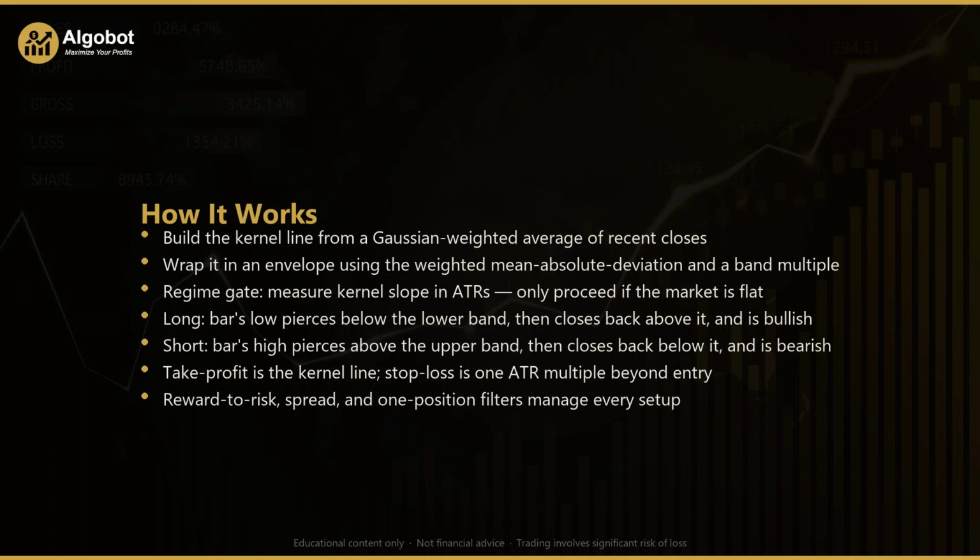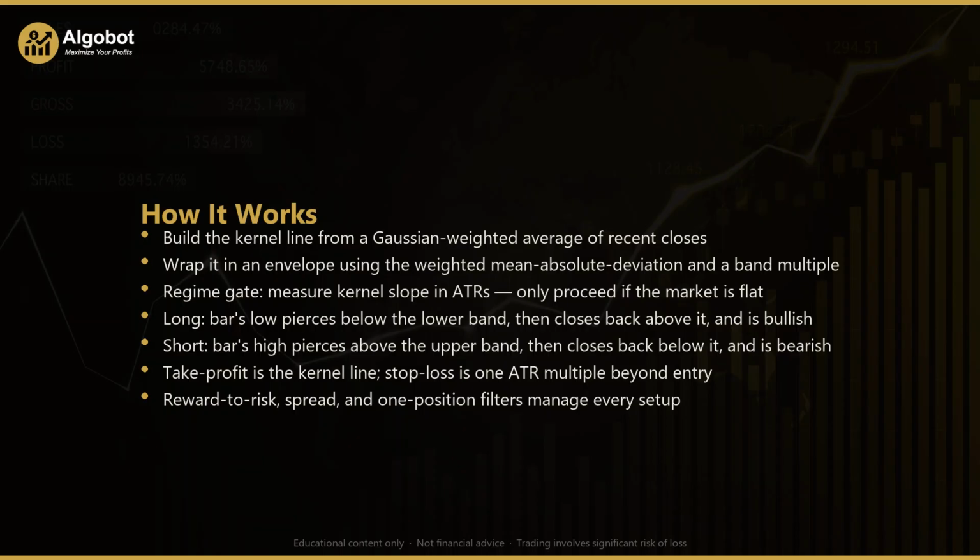Next, it measures dispersion. Using the same weights, it averages the absolute distance between each recent close and the kernel line. That weighted mean absolute deviation, multiplied by the band setting, defines how far the upper and lower bands sit from the center. The upper band is the kernel line plus that amount, and the lower band is the kernel line minus it. Then comes the regime gate.